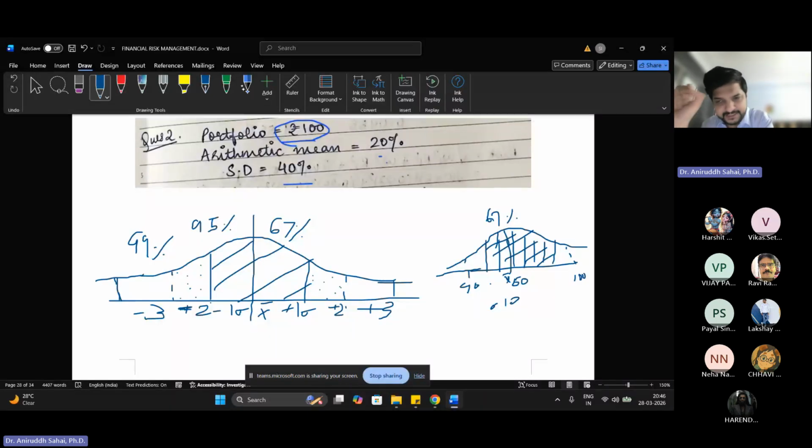Usually for normal distribution, plus minus 1 standard deviation incorporates around 67%. 2/3 of the entire population will be covered within plus minus 1 standard deviation.